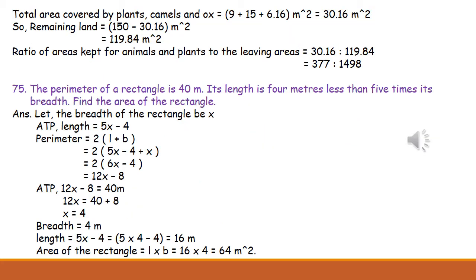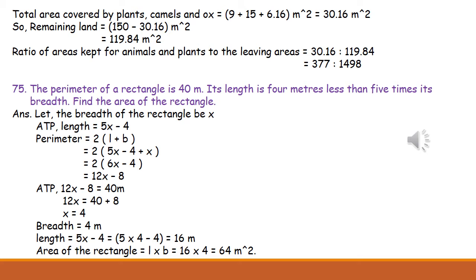Continuing with 74th sum. So, total area covered by plants, camels and ox, that is 9 meter square plus 15 meter square plus 6.16 meter square. So, if we add them, we are getting 30.16 meter square. So, the remaining land will be 150 minus 30.16, that is 119.84 meter square. But they are asking from us the ratio of the area kept for animals and plants to the living area.